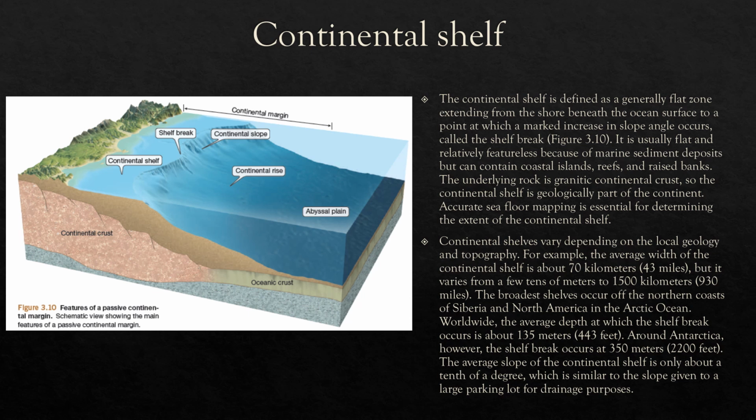So the average slope of the continental shelf is only about a tenth of a degree, which is similar to the slope given to a large parking lot for drainage purposes. So generally speaking, it's a very low slope, about a tenth of a degree.